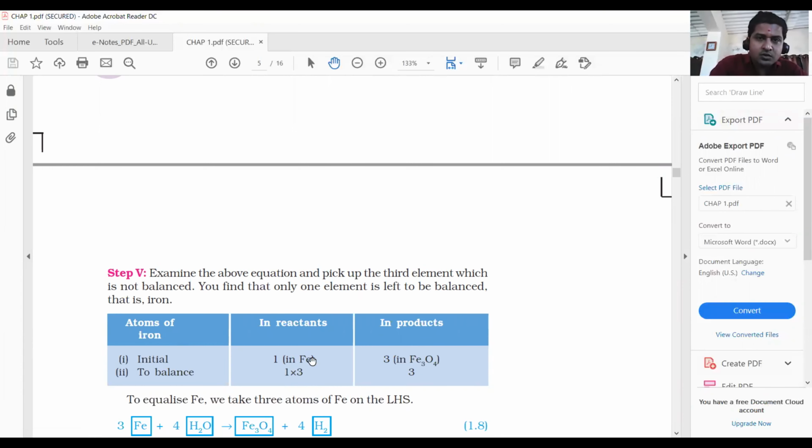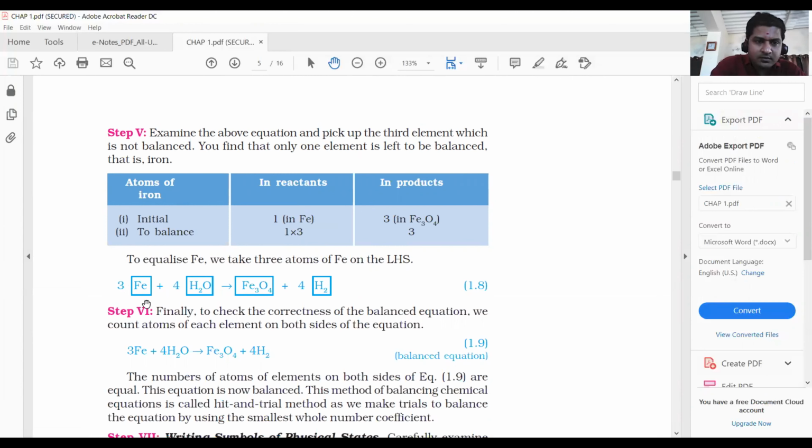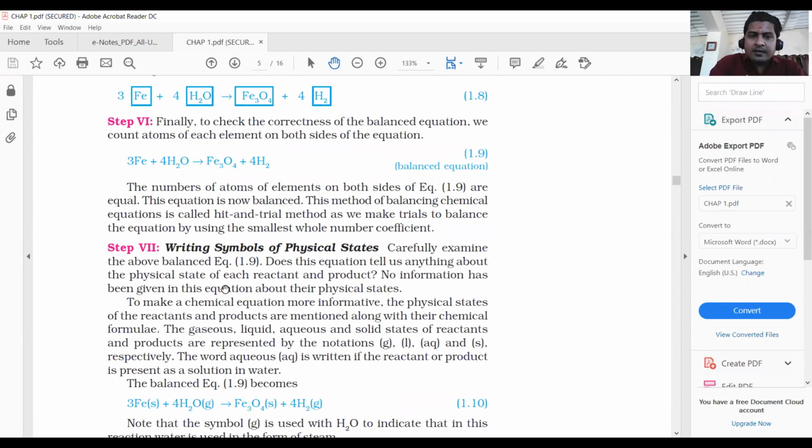So easily, 3Fe plus 4H2O gives Fe3O4 plus 4H2. Finally, we check the correctness of the balanced equation: 3Fe plus 4H2O gives Fe3O4 plus 4H2. Clear, guys? This is how we can balance our chemical equations.